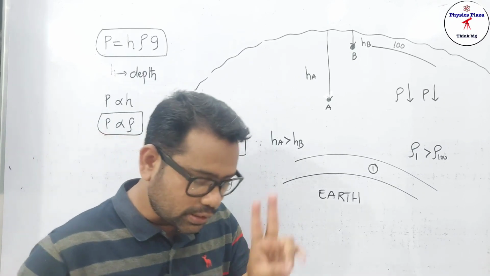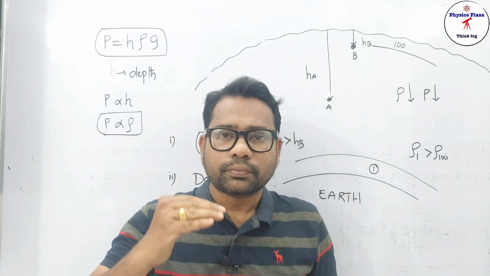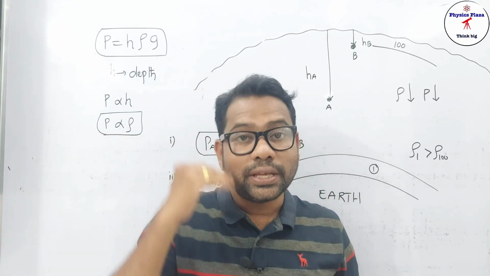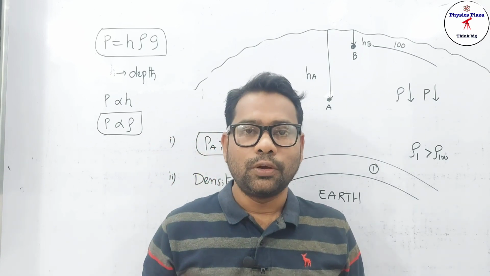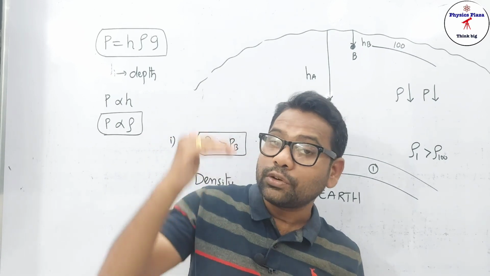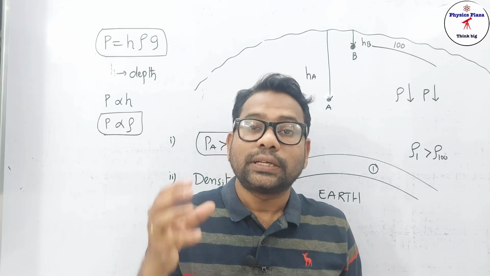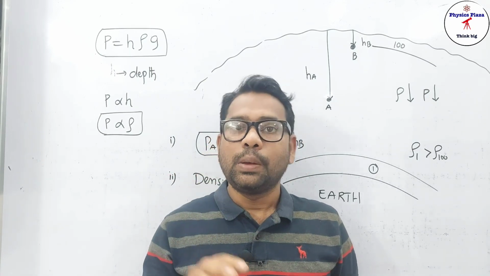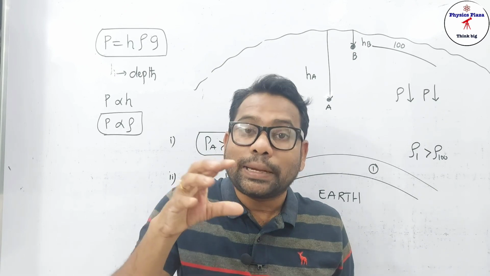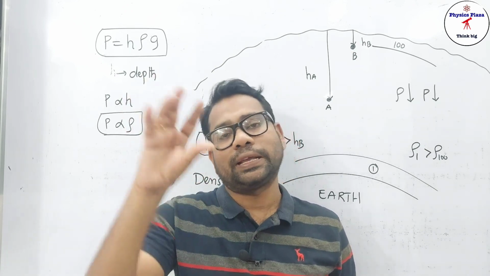Children, let us just conclude this here. As we are going to higher altitudes, there are two reasons. The first reason is that the depth of the atmosphere is decreasing, and the second one is that the density of the atmosphere is decreasing. Because of these two reasons, the atmospheric pressure keeps on decreasing.